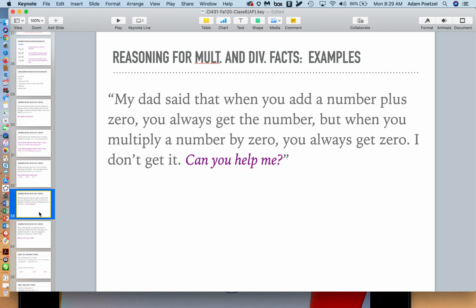How about this? Here's a student's question. My dad said that when you add a number plus 0, you always get the same number. But when you multiply a number by 0, you always get 0. I don't get it. Can you help me? Well, let's think about this. How would you answer that? So maybe pause for a second and think about it.